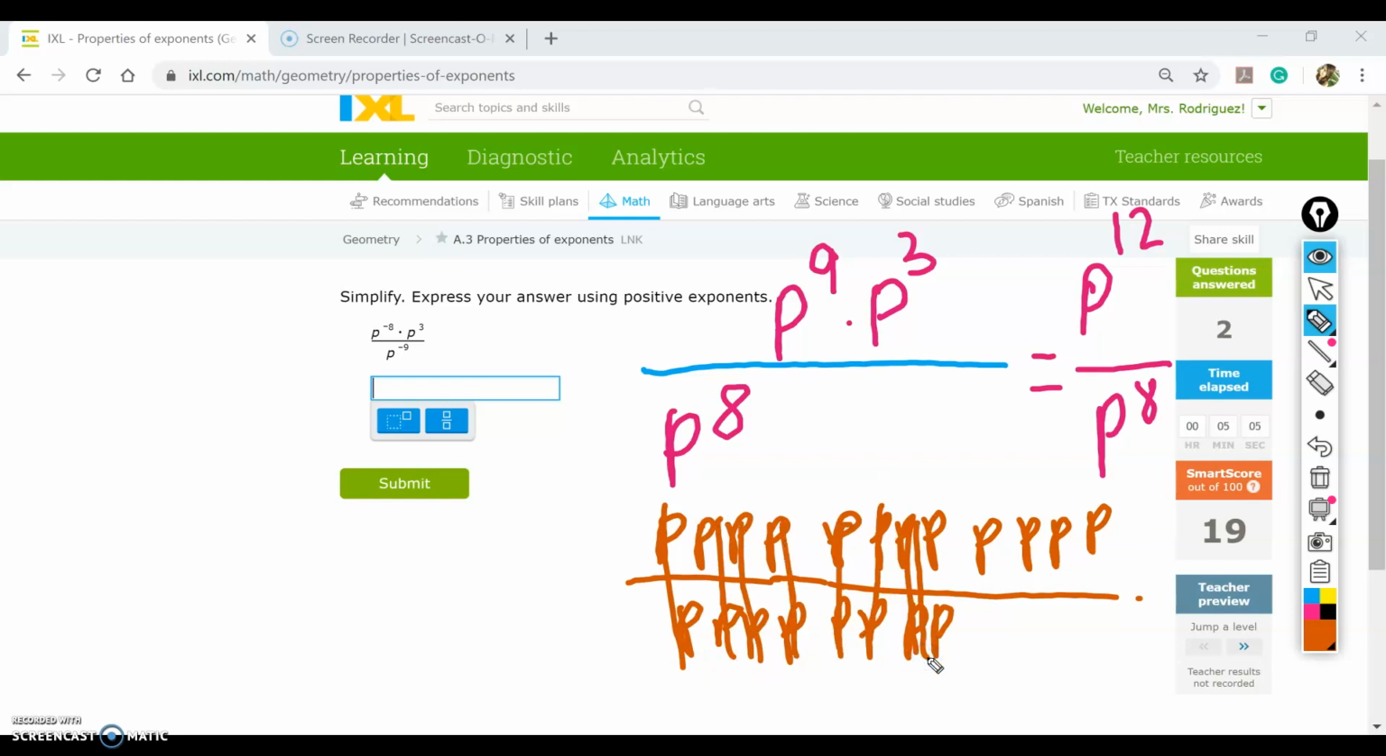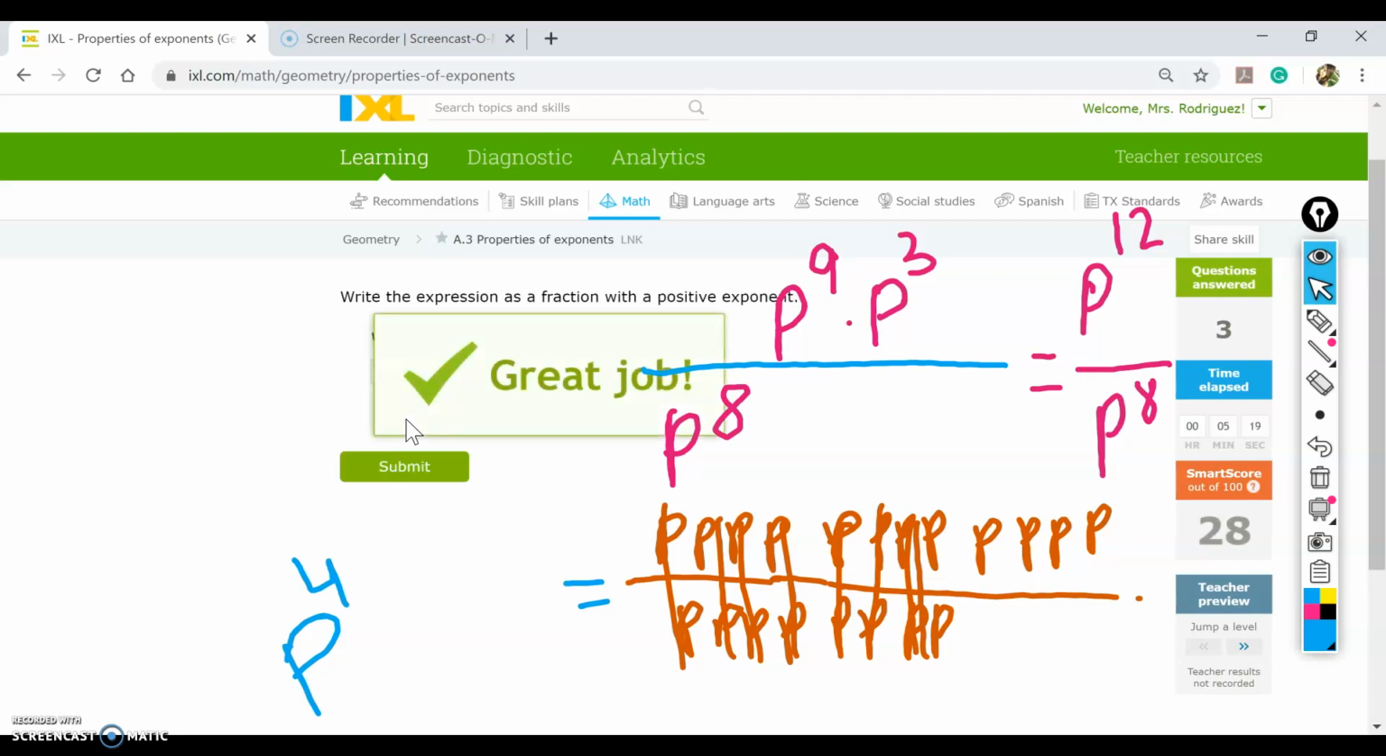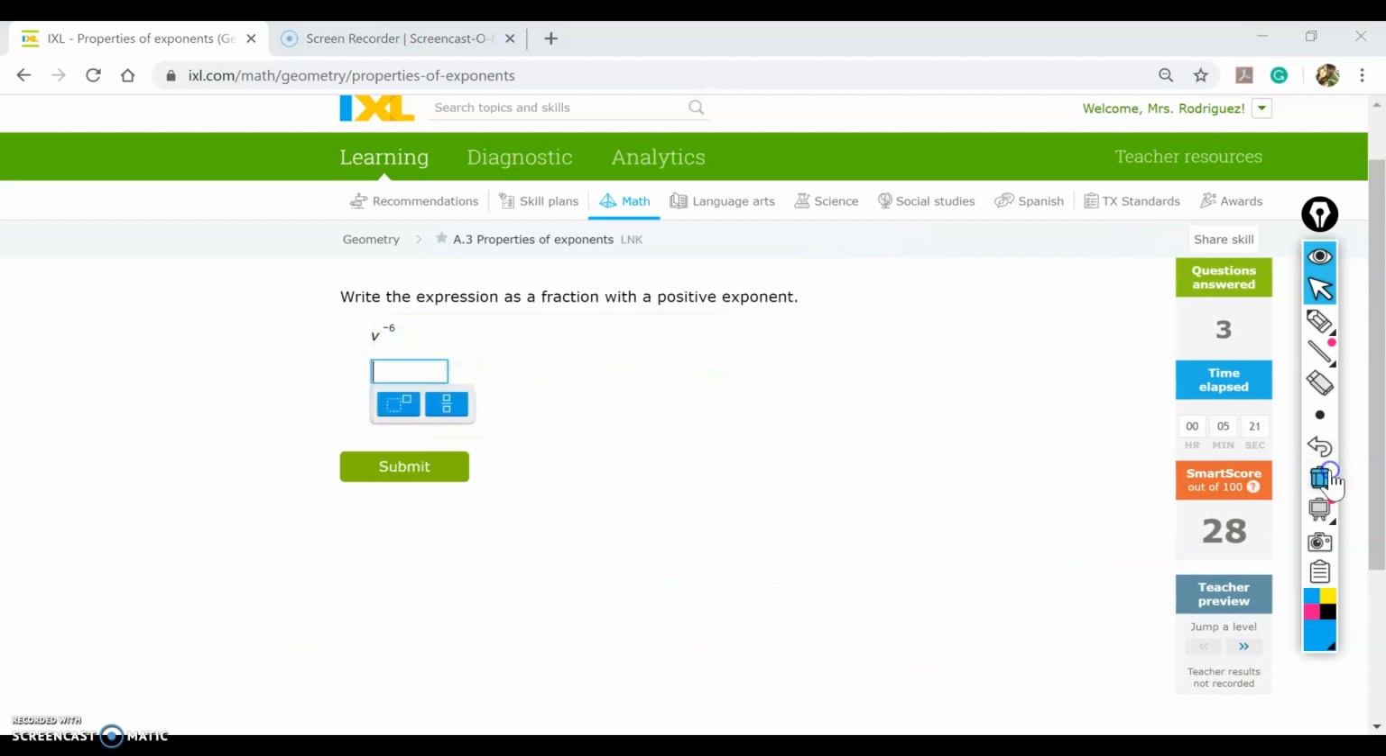Yes, I'm only going to have 4 p's left. So my answer is going to be just p to the power of 4. Now let's see if that is true. So I'm going to type it here, p to the power of 4. And we got it right.